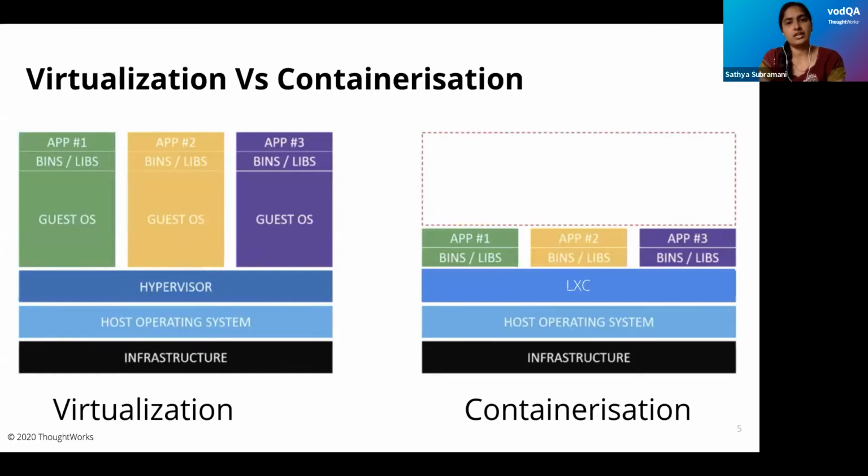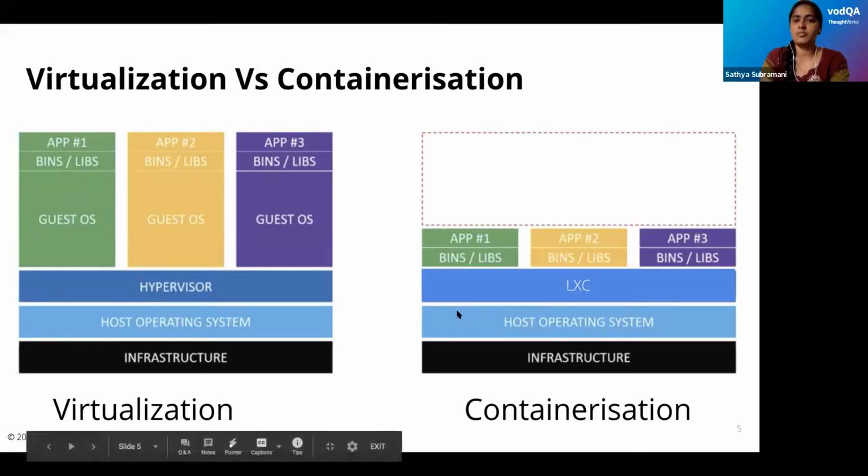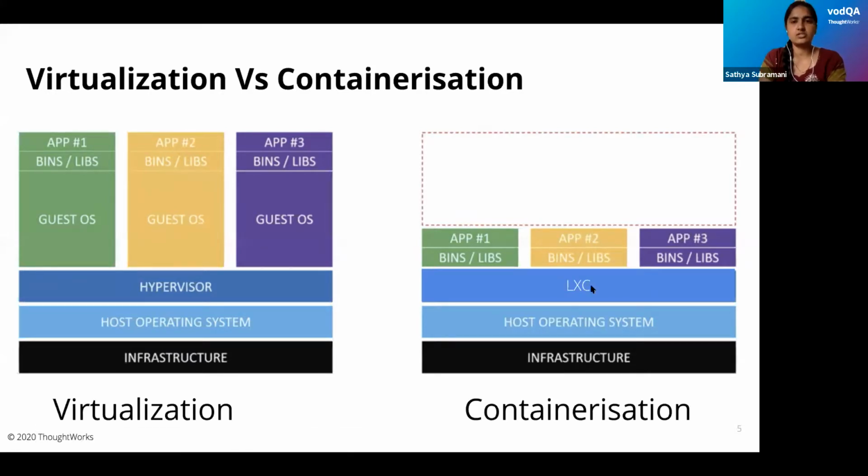Moving to containerization: why do we go for it? If we want to run an application in an isolated environment, we can go for that. It works like this: you have the same infrastructure and host operating system, and LXC is the Linux container, which supports Linux machines. If you have another operating system, on Mac OS you need a Hyper-V VM, and on Windows you need to enable Hyper-V.